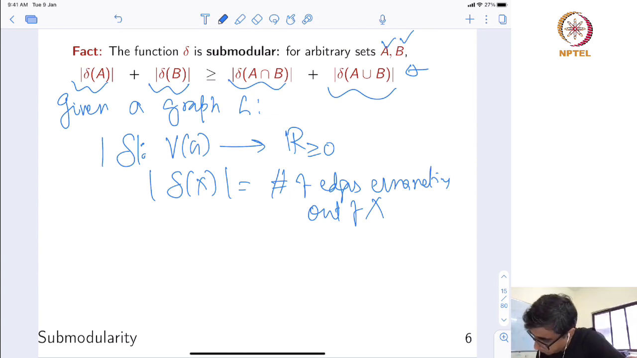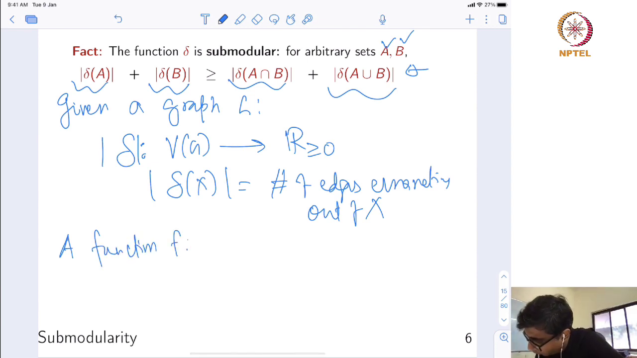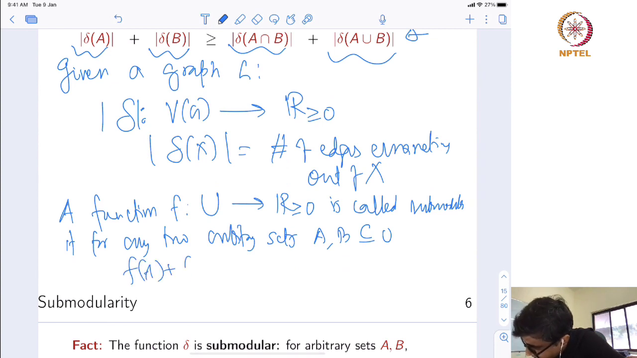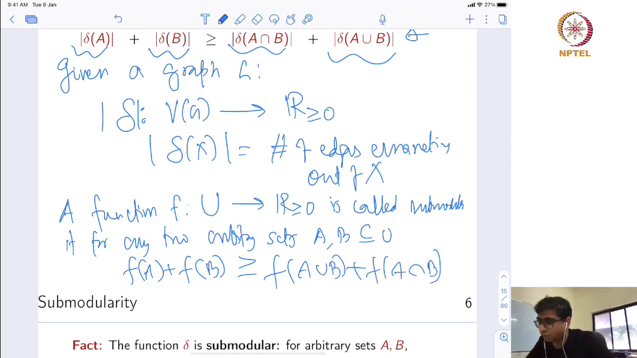Okay, so what is a submodular function? We can say a function f from some universe to the reals r greater than or equal to 0 is called submodular if for any two arbitrary sets A, B subsets of U, f of A plus f of B is greater than or equal to f of A union B plus f of A intersection B. Okay, so now we have to show that the cardinality of the set of edges emanating from some set in the graph is a submodular function. So this is what we will try to show next.